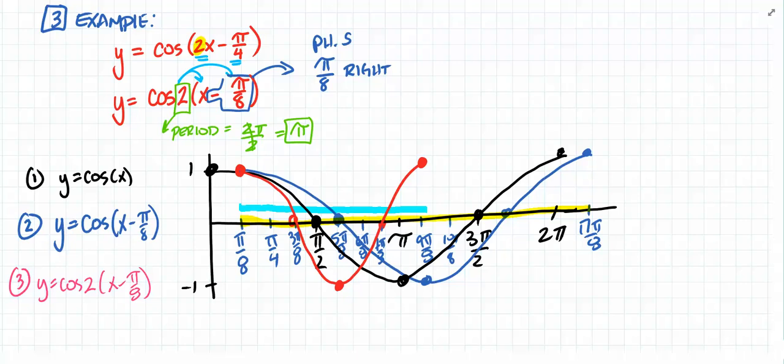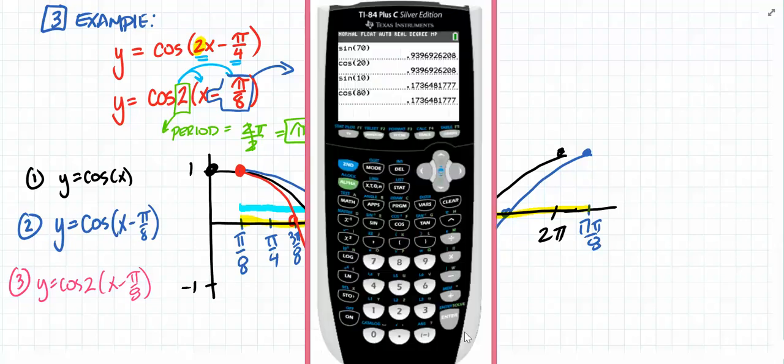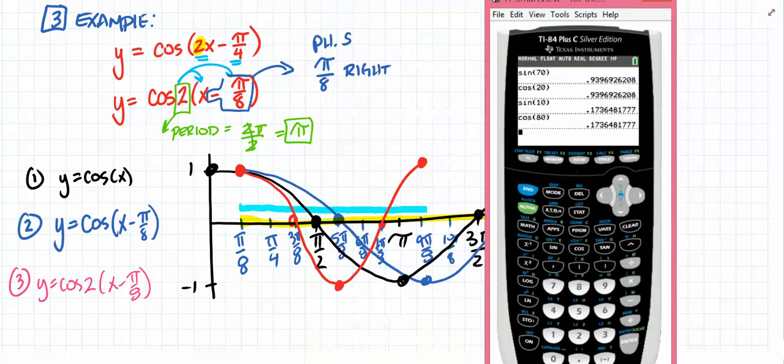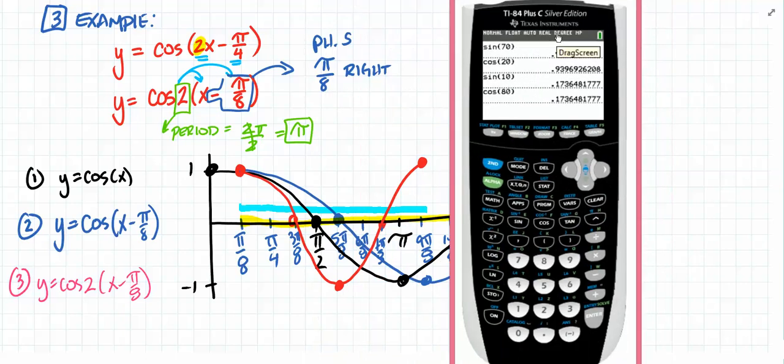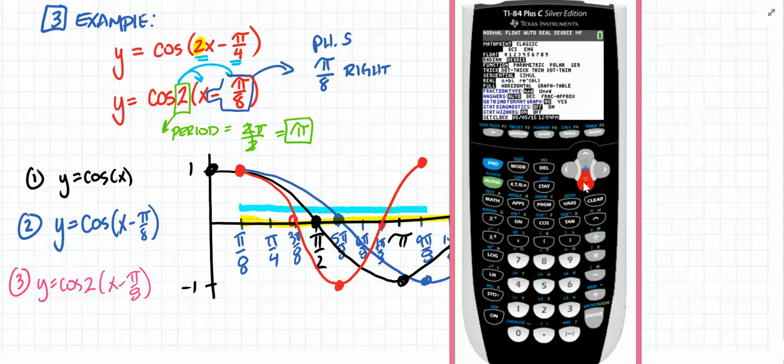Okay, now we're going to check to make sure that we did this correctly. Here's how we check. We go to our calculator. We have to be in radian mode in order to graph a cosine curve. So I'm going to go mode, go down to radian, and put it in radian mode. Go to y equals. Put in the exact equation as it was given to us: cosine of 2x minus pi divided by 4. Just as it was given to me.